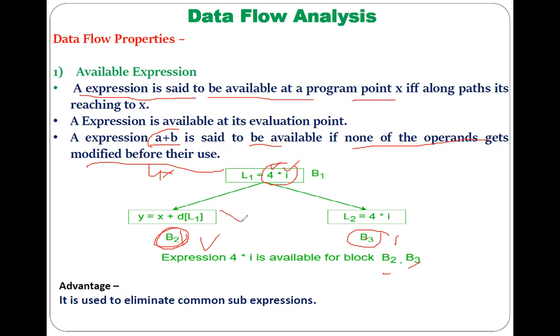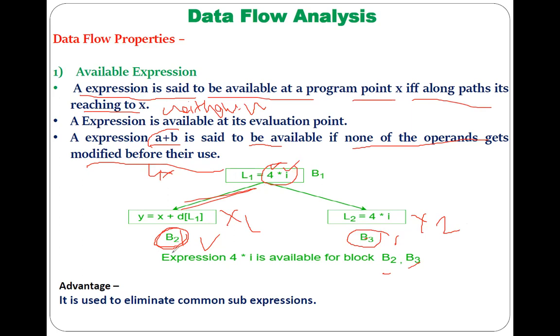You can call the program point this as x1 or program point this as x2. An expression is said to be available at the program point x, as x1 or x2, if and only if along this path it is reaching to the x without modifying.